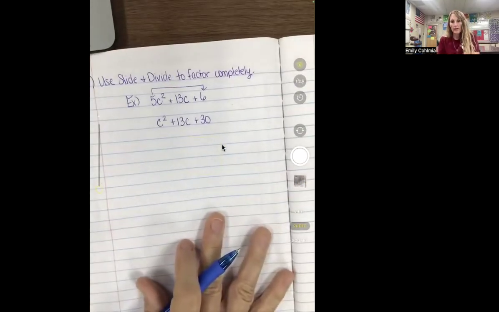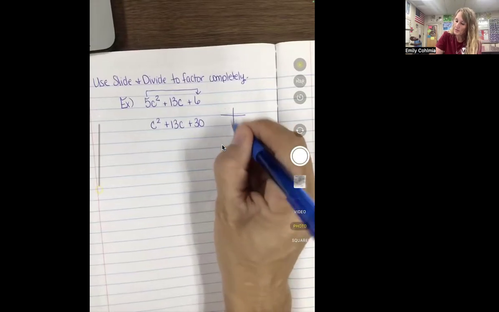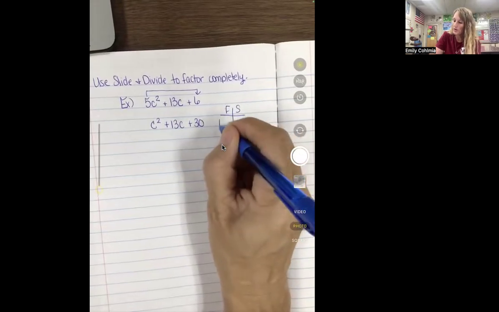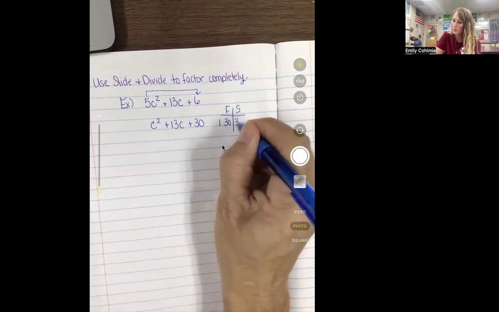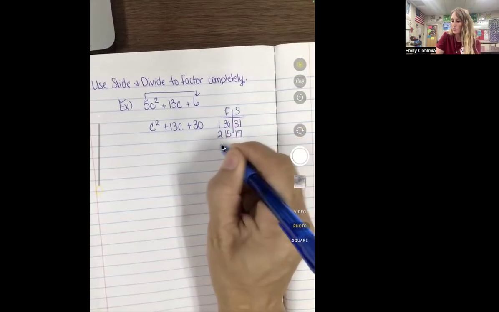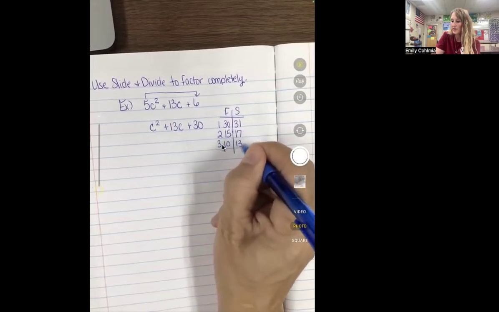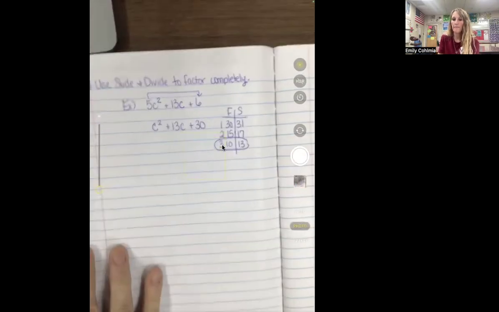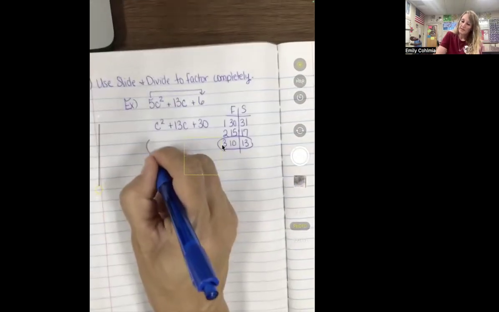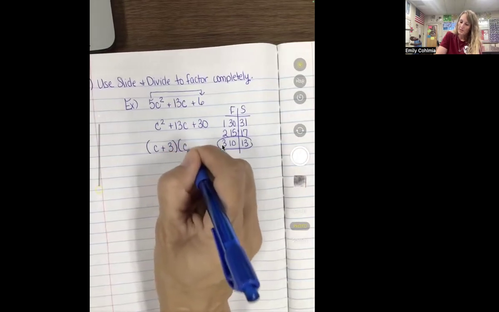So now we have a regular old factorable quadratic. So we're going to do our factor sum game. So we can do 1 and 30, which is 31. That didn't work. 2 and 15, which is 17. That didn't work. 3 and 10, which is 13. There it is. That's the one we want right there. So we're going to make this c plus 3 and c plus 10.